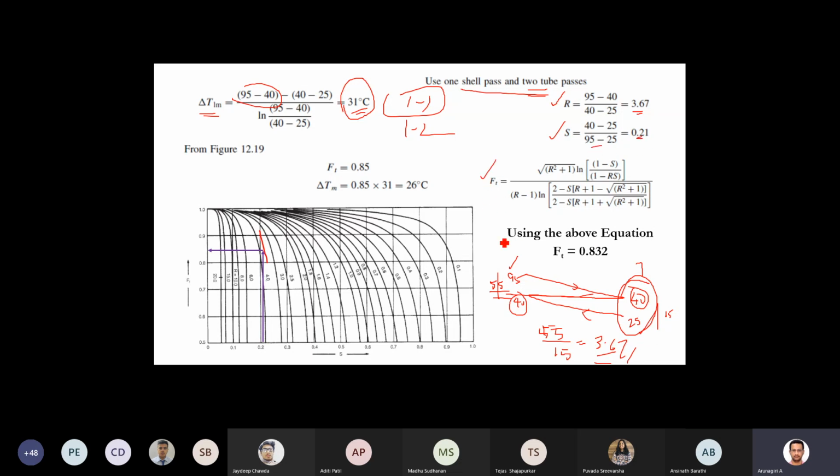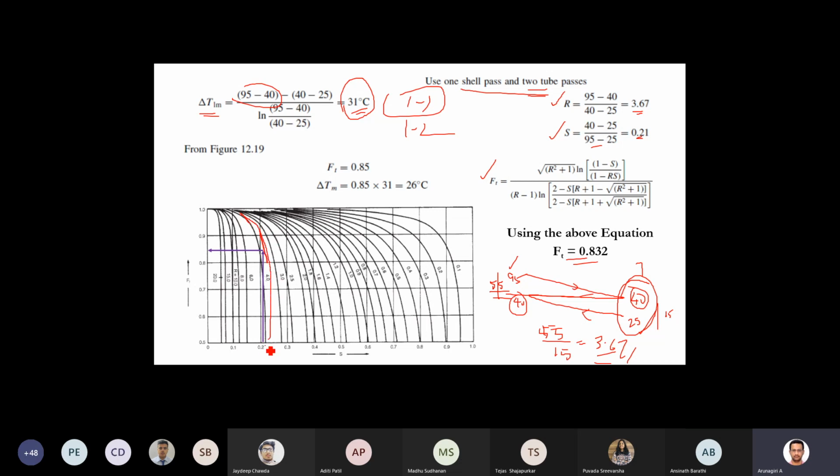So you can use this equation. The FT value is 0.832, or you can use this chart. This is for 1-2 passes. So what is the value of S? On the x-axis it is 0.21. Here the R value is 3.67, but in this case you have 2.534. So approximately you have to position this at 3.67. So 3.67 will be like this, correct?